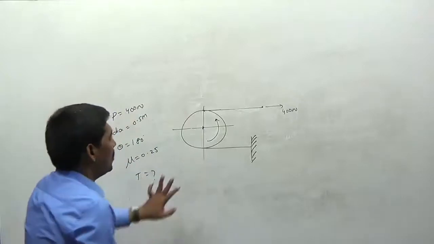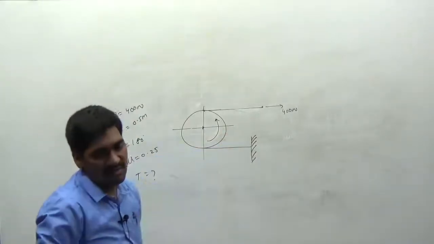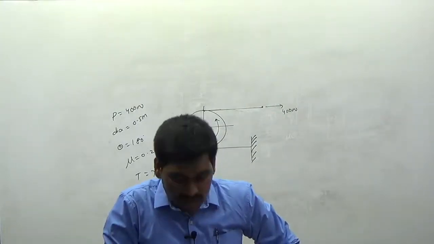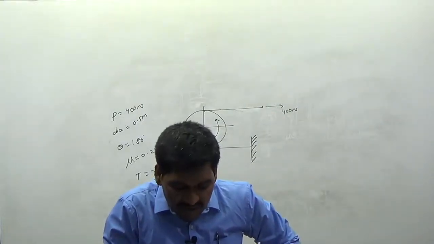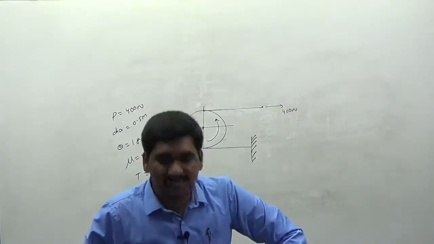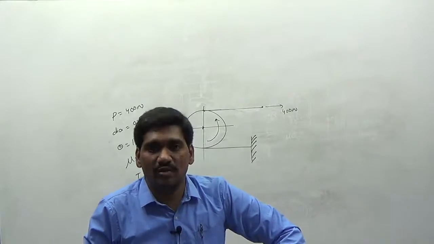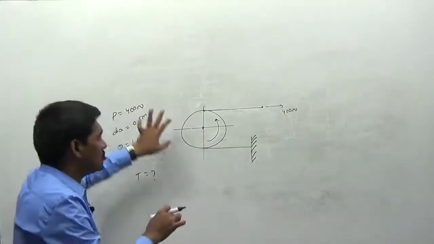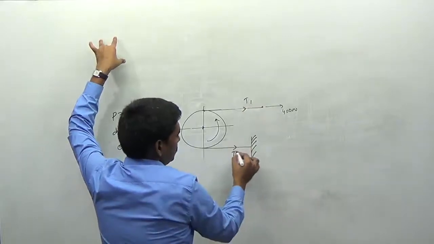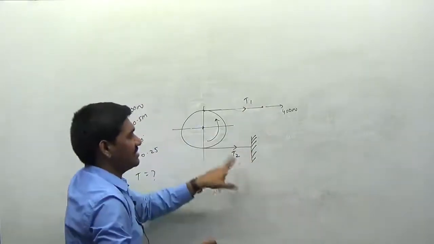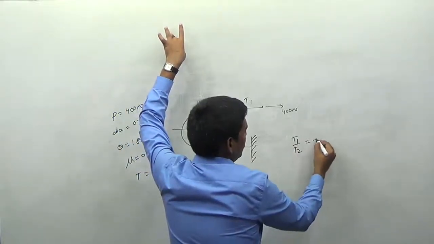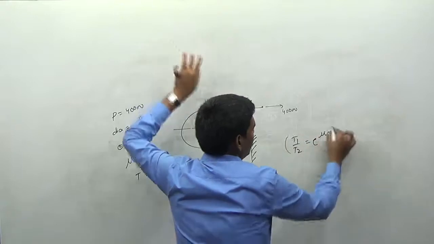Now, what is the force that we have to apply on the body here? I want to calculate the braking torque. Before calculating the braking torque, let us calculate the tensions in the string. This is called the tight side, and this is called the slack side. The relationship between the tight side and slack side is T1 by T2 is equal to e power mu theta.